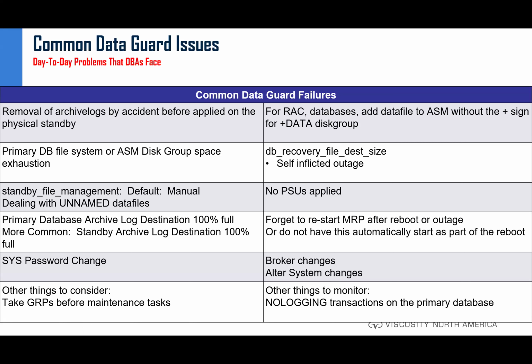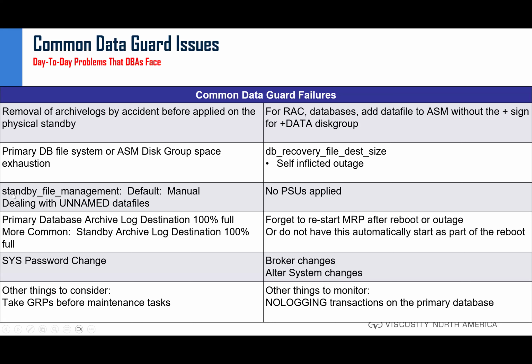When the primary database file system or ASM disk group runs out of space, it causes Data Guard failures. But also, when people are monitoring, they'll monitor the primary, but they forget to monitor the Data Guard side. There's a parameter called db_recovery_file_dest_size. And this becomes more of a religious argument than anything else: I always tell our consultants to set that to be the size of the ASM disk group. Instead of, if I have 10 databases against a disk group, allocating 500 gigs, 200 gigs, 1 terabyte: if the disk group is 50 terabytes, make that 50 terabytes. Don't cause a self-inflicted outage.